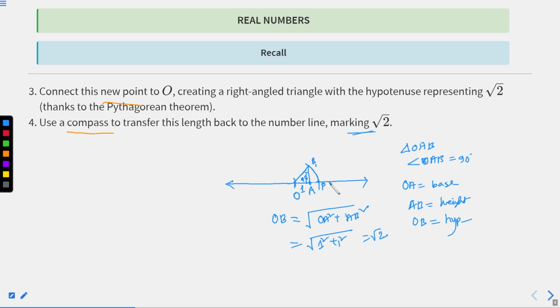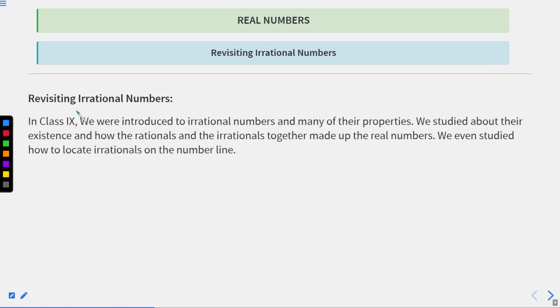Okay, so now revisiting irrational numbers. In class 9th, we were introduced to irrational numbers and many of their properties.